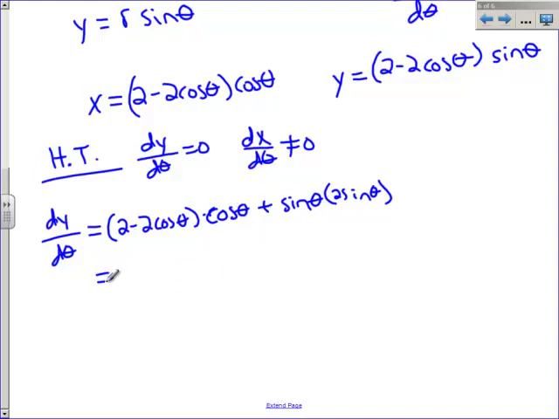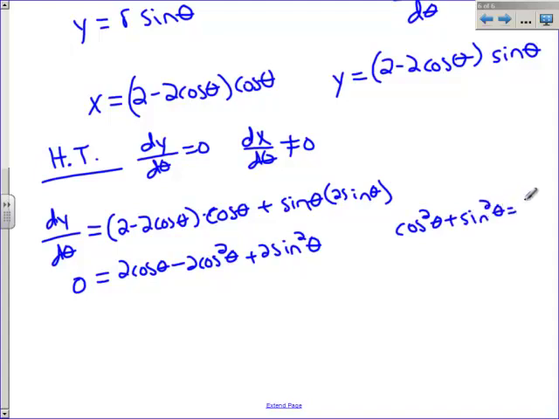So let's clean this up a little bit and see what we have. 2 cosine theta minus 2 cosine squared theta plus 2 sine squared theta. And if we want to set this equal to 0, then I need to have one trig statement here. So I'm going to take advantage of our Pythagorean identity that says cosine squared theta plus sine squared theta is equal to 1. And I'm going to substitute for this sine squared. If you solve that for sine squared theta, you get sine squared theta equals 1 minus cosine squared. This is going to allow me to solve this equation.